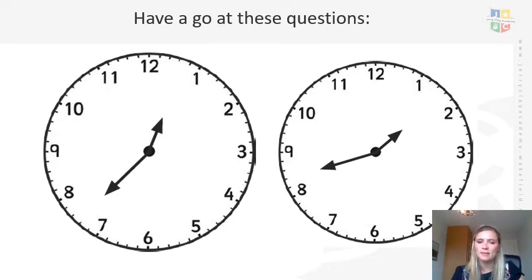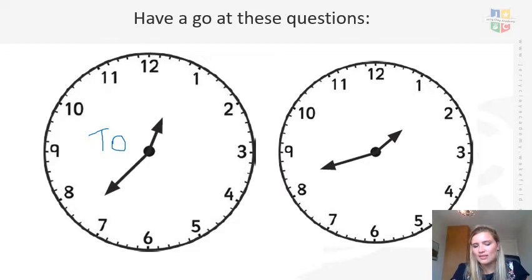Okay, so for the answers, let's have a look at the first one. We need to first of all look at the minute hand. Remember, that's the longer hand. Is it on the past side or the to side? Well, it's on the to side, because it's gone past the 6 and it's on its way up to the 12. Now, we then need to start again from the 12, because we want to know how many minutes it takes to get from here.